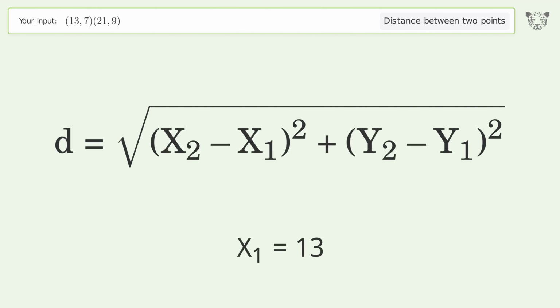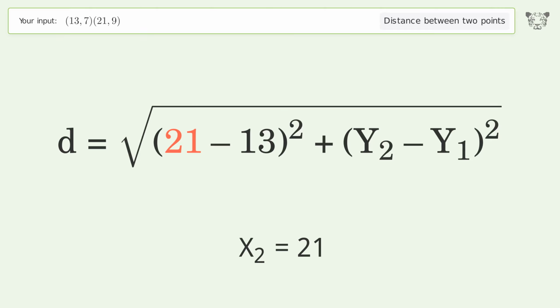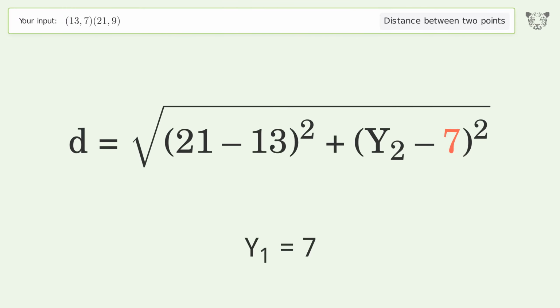x1 equals 13. x2 equals 21. y1 equals 7. y2 equals 9.